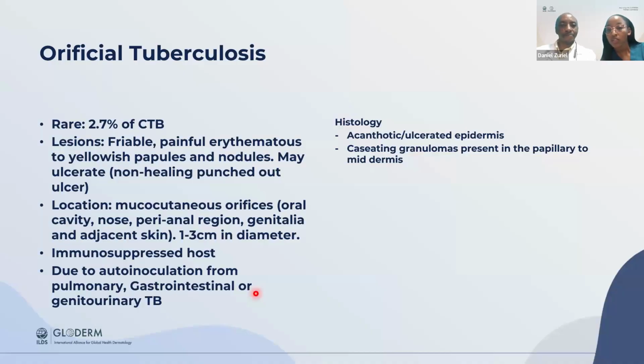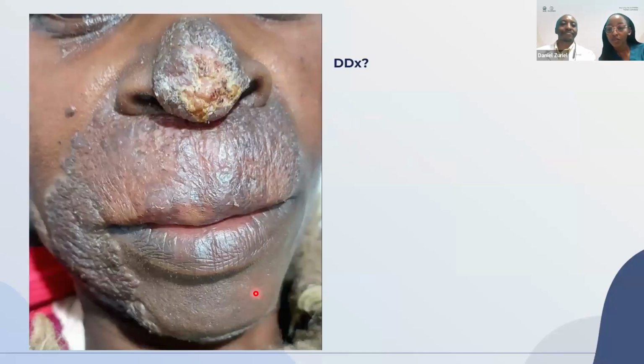So these patients will present with ulceration in the mucocutaneous surfaces, which could be in the oral cavity, and especially on the palate and the buccal mucosa, as well as in the nose, the perianal region, and in the genitalia. And the lesions vary in size between 1 to 3 centimeters. This is a patient who we thought had orificial tuberculosis.